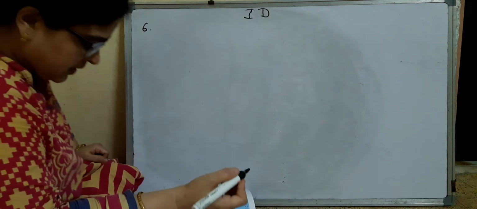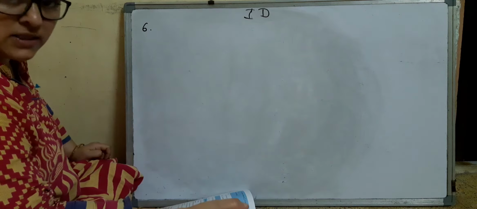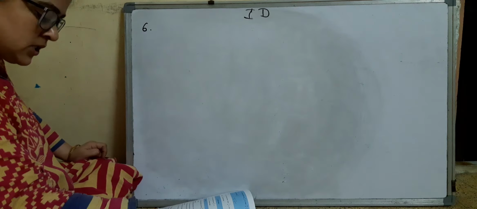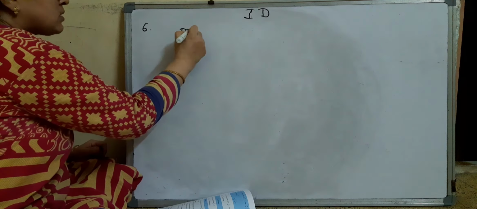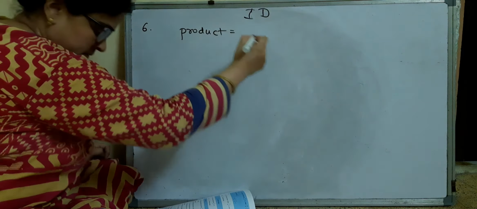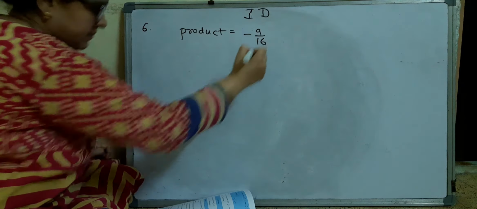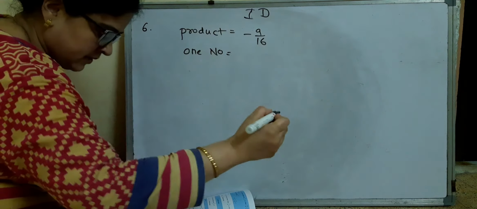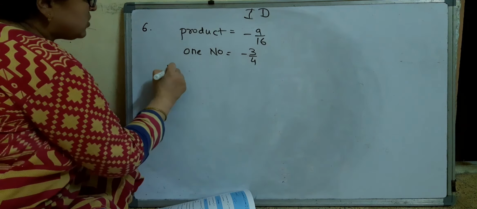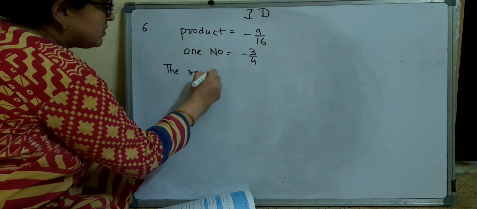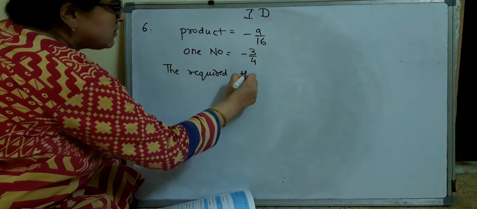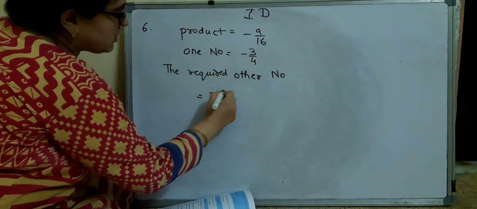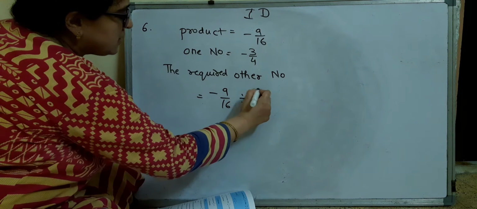Now sixth question. By what number must minus 3 upon 4 be multiplied so that the product is minus 9 upon 16? So here also the product is minus 9 upon 16, right? And one number is equal to minus 3 upon 4. So the required other number is equal to: first write the product, minus 9 upon 16, divide sign, minus 3 upon 4.